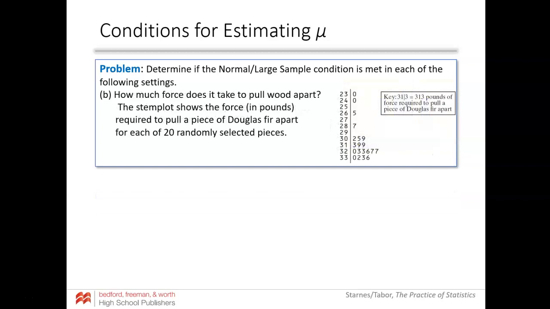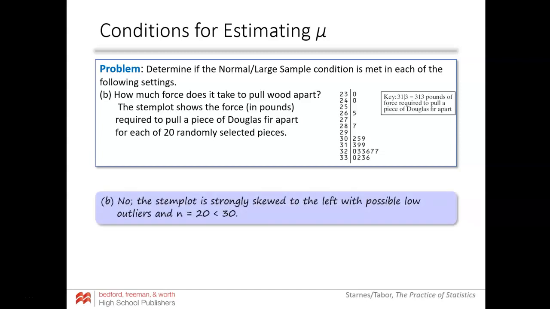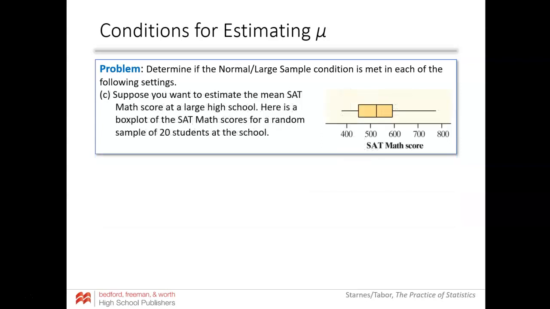So this next one: how much force does it take to pull wood apart? Here's a stem plot of a random sample of 20 selected pieces. Now, 20 is not bigger than 30, so we wouldn't be able to satisfy the condition unless I could look at the distribution and say, oh yeah, it's symmetrical, it looks normal. And it turns out this one's not. It's very strongly skewed to the left, possibly with some low outliers. So I'm not going to be able to use the T procedures from here. We're going to have to do some other statistics, I guess. Possibly get a bigger sample size.